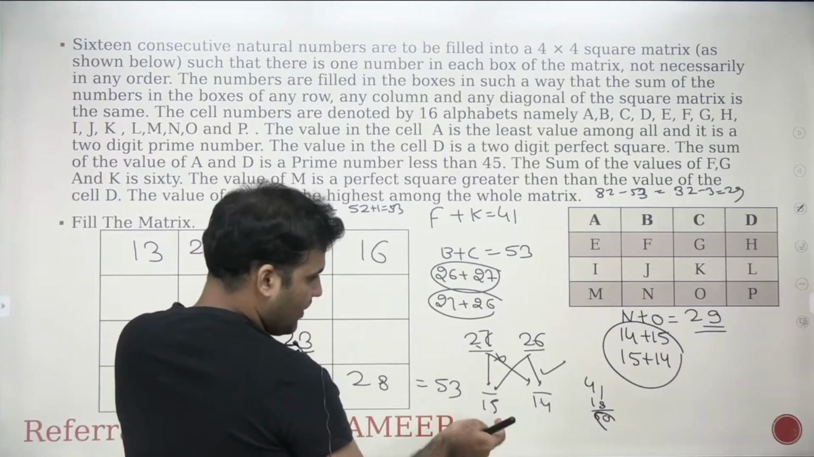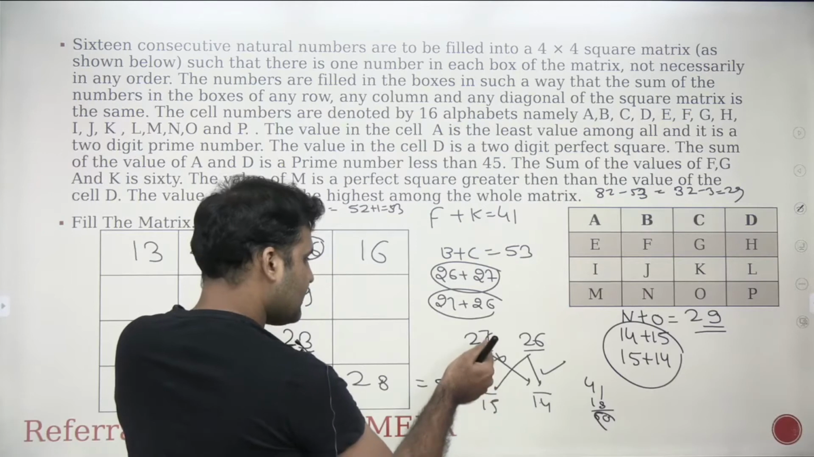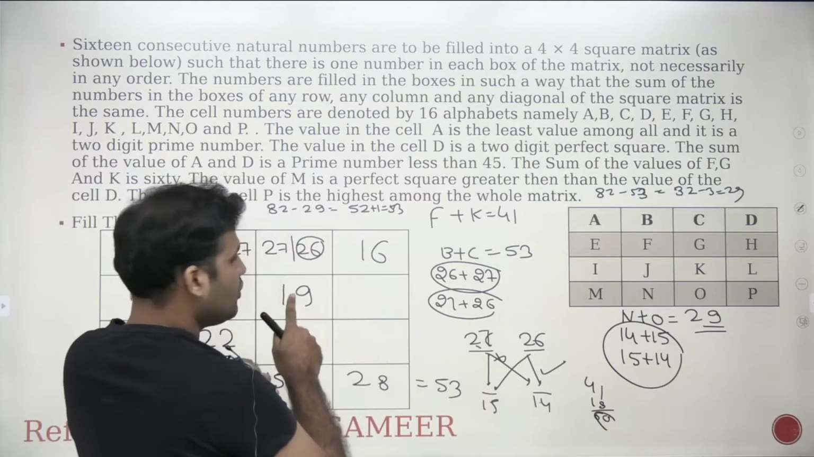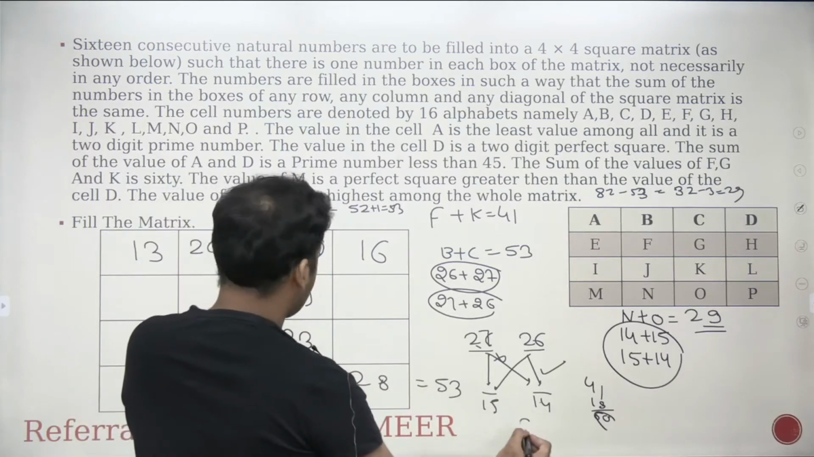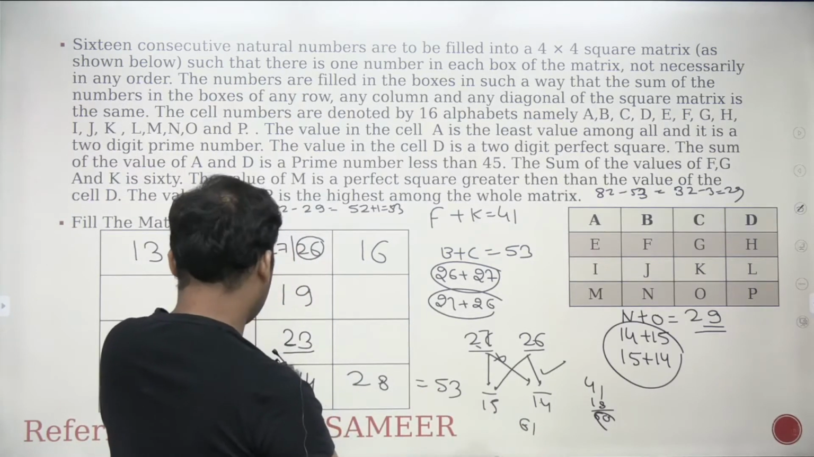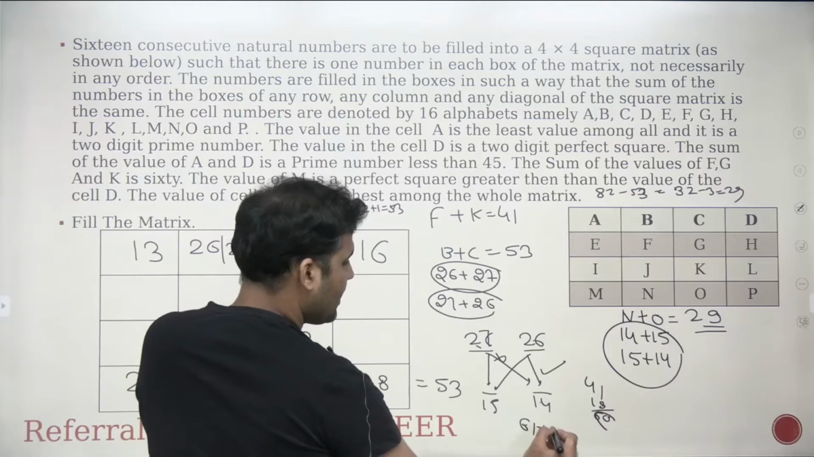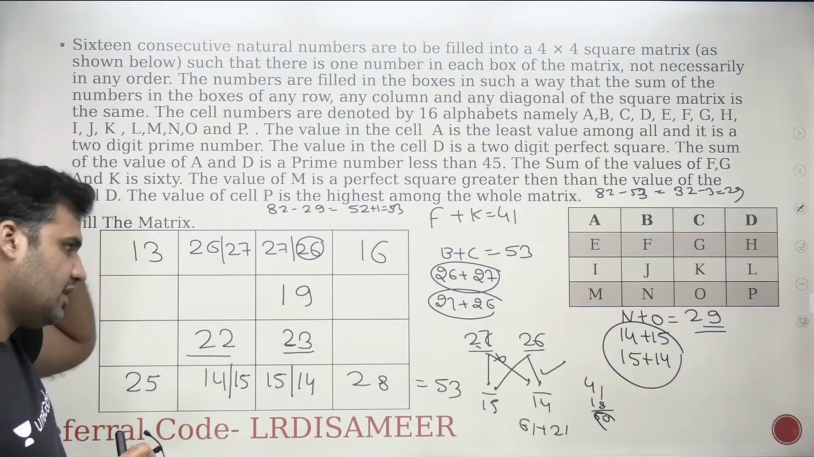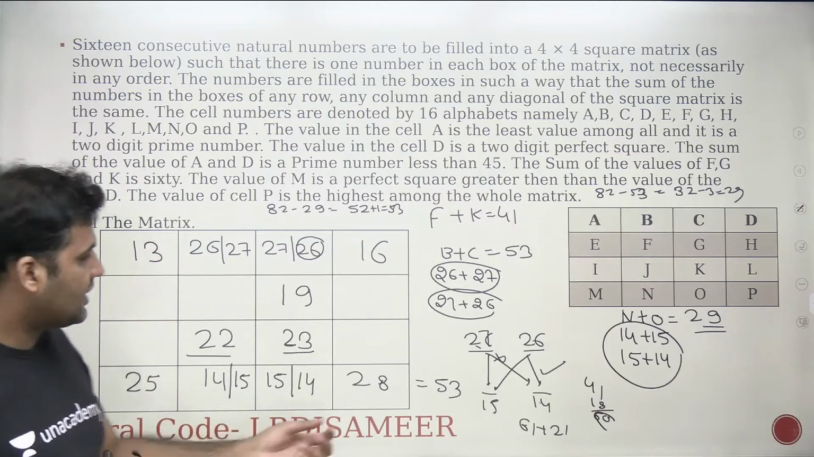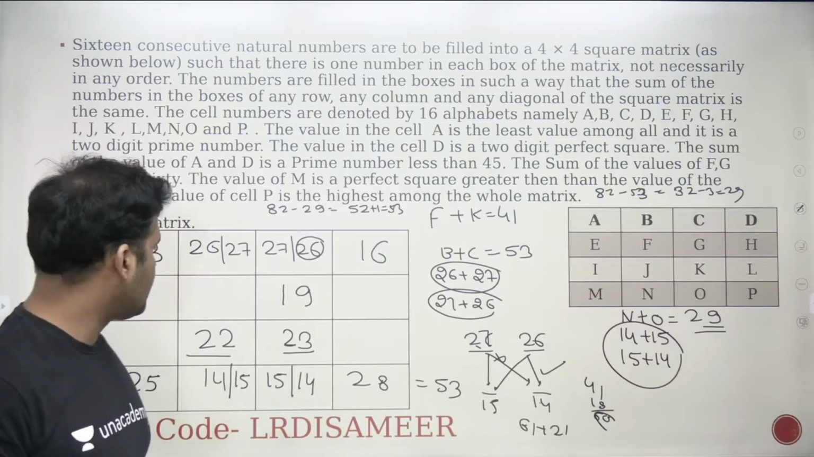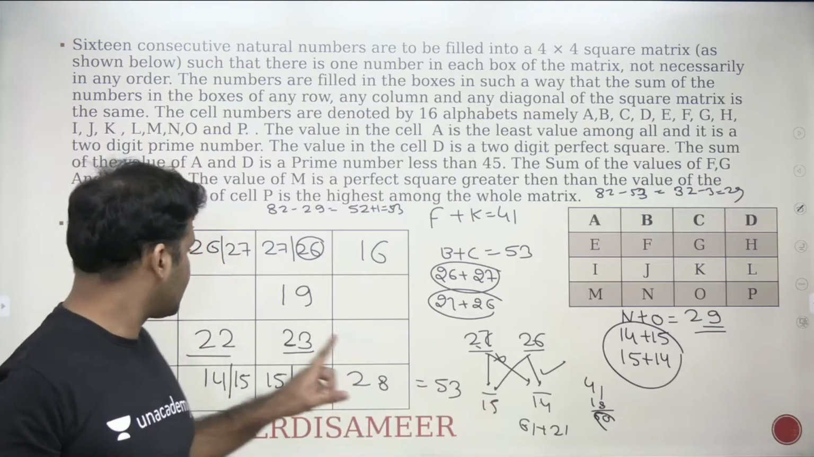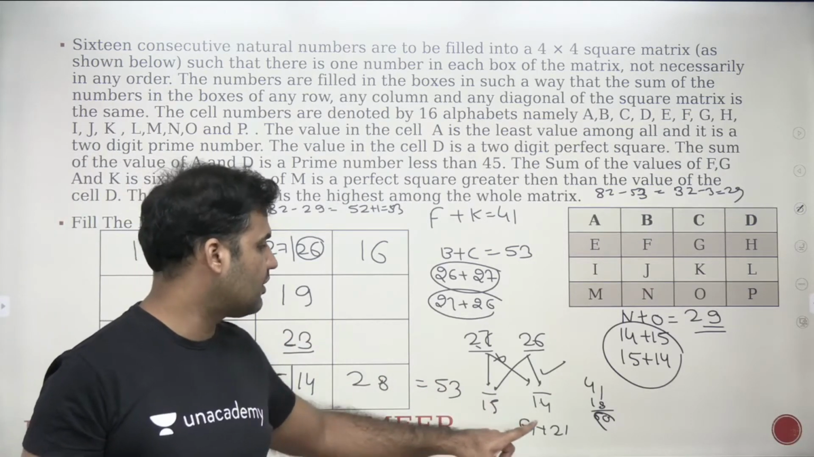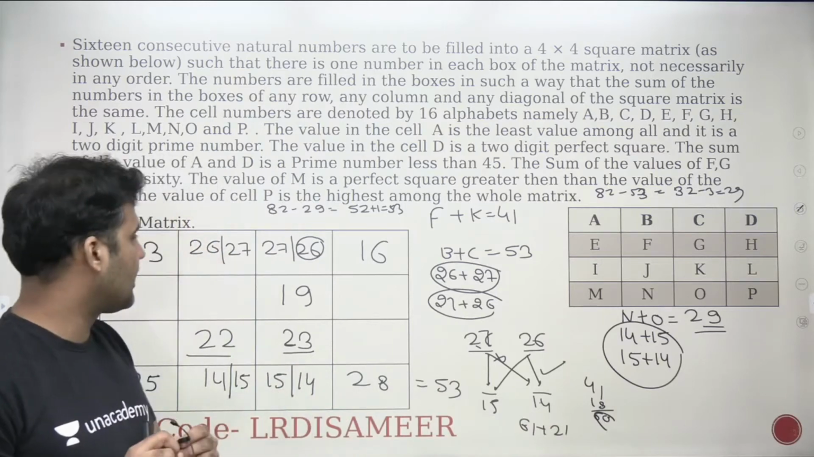Now let's see. What if I choose 27 and 15? 27 and 15 is 42. 42 plus 19 will be 61. If this is 61, I will be left with 21, right? Now, will this work? 27 plus 15 is 42. 42 plus 19 is 61, right, and then I need to take a value of 21 here.